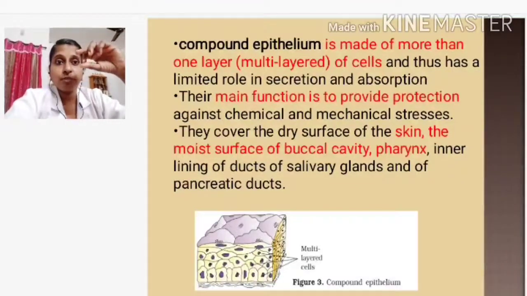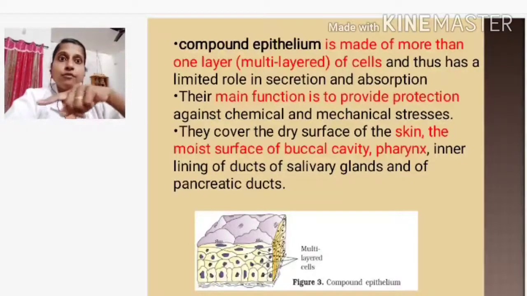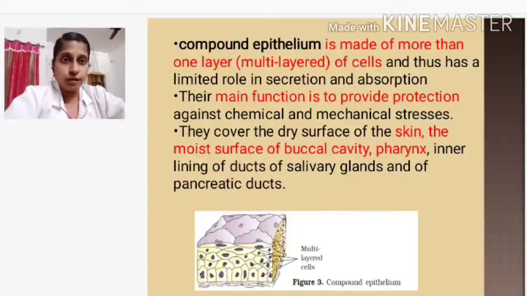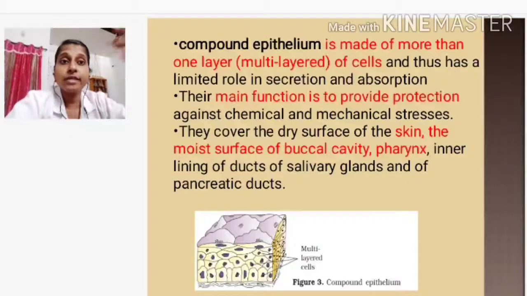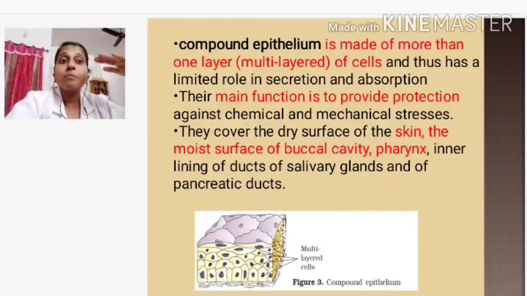Many layers should be there, so that if someone is hitting me or some injury is there, immediately if only one layer is there, blood will come out fast, isn't it? So if many layers are there, then what will happen? It acts as a protective layer so that it's not getting affected much. The inner part is not getting affected much.